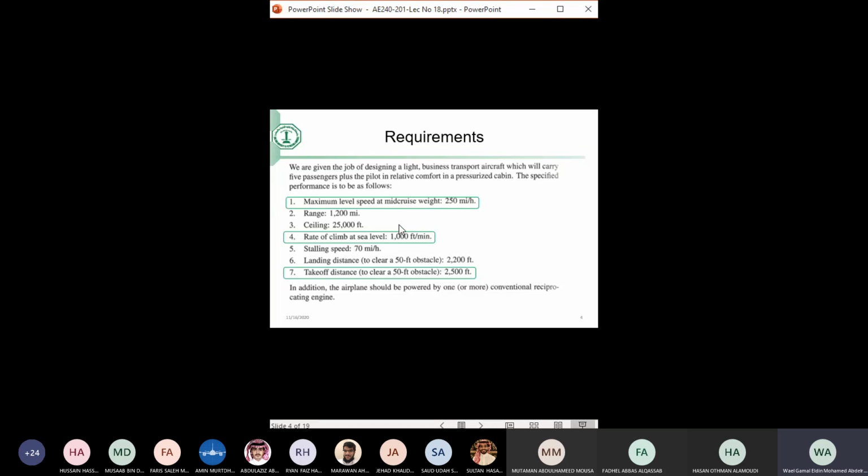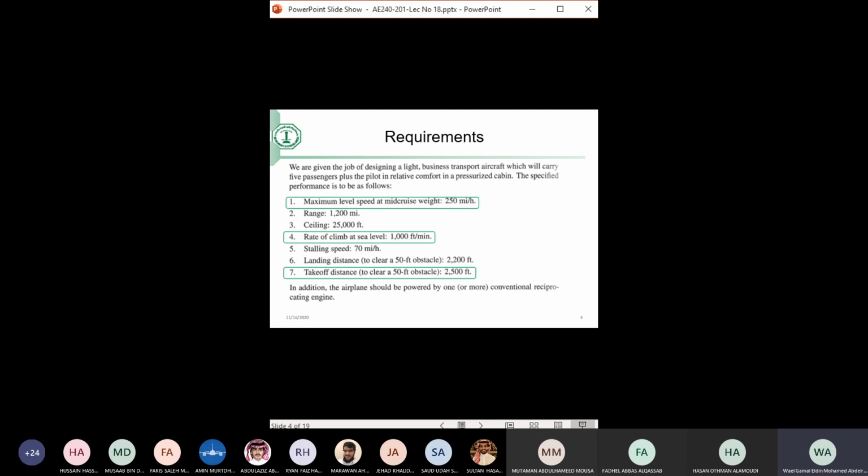If I calculate the power from condition 1 and 4 and 7, I will get 3 different values. Should I pick the highest or the lowest or the average? Of course, the highest. So I have to pick the highest power in order to satisfy all of them. That's what we will do today. Okay.